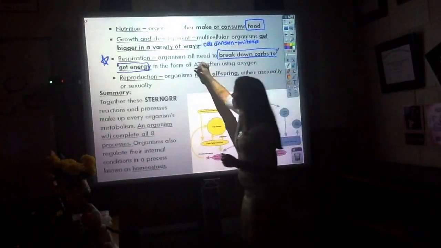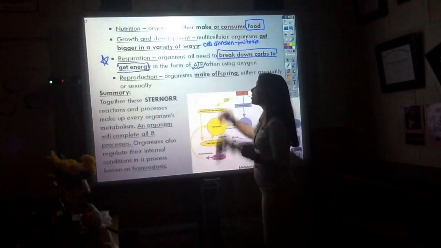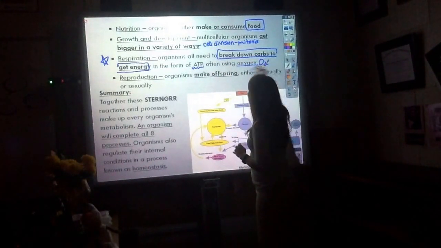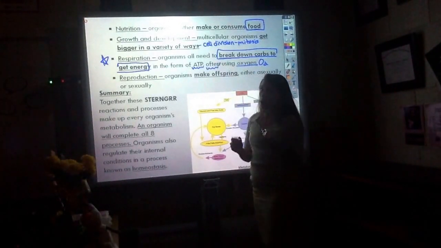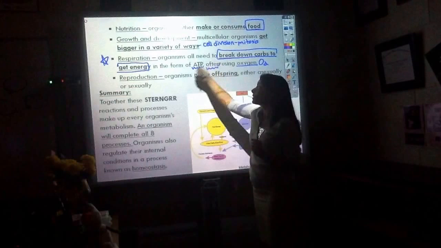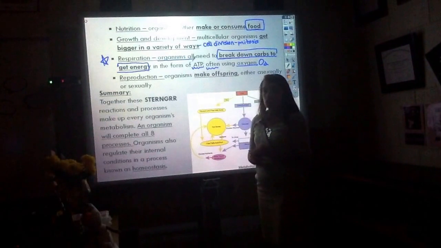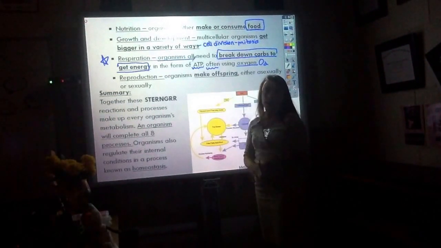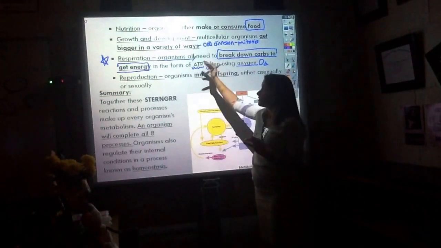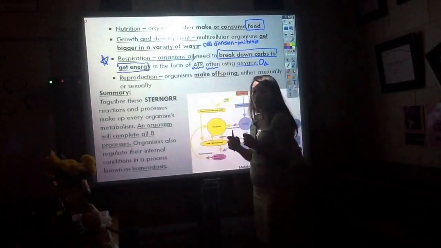We are going to talk about that in living organisms, their energy comes in the form of ATP. Often when we perform respiration, we need oxygen. But notice that's only often. It's not always. We're going to see something called anaerobic respiration. Every single living thing, organisms all need to perform respiration. So whether it's a plant, an animal, a fungus, a bacteria, a protist, or an archaeobacteria, every single living thing performs respiration where they break down carbohydrates to get energy.